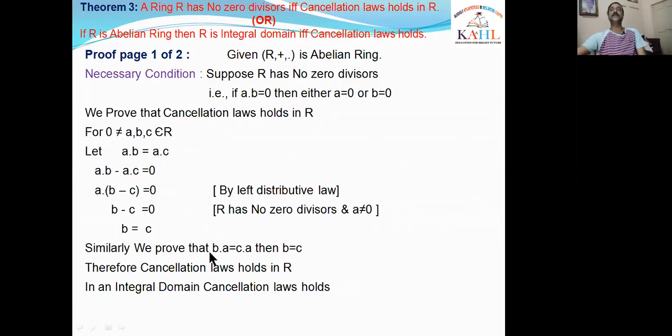What is that? Similarly, we prove that if BA is equal to CA, then B is equal to C. Therefore, we say that the cancellation law holds in R. That means, if we take an integral domain, the cancellation law holds.